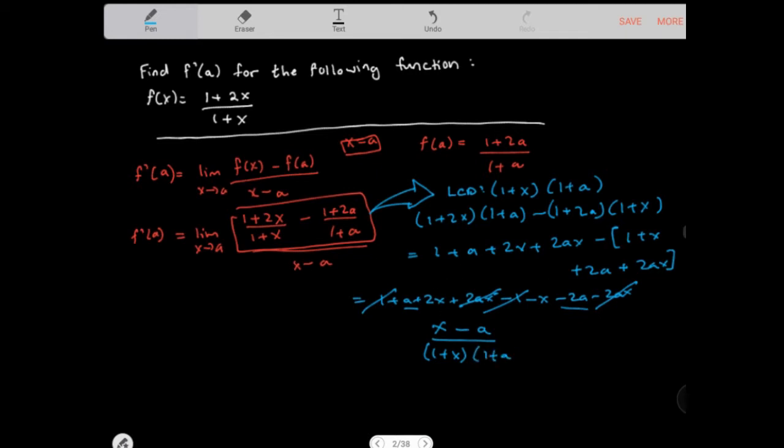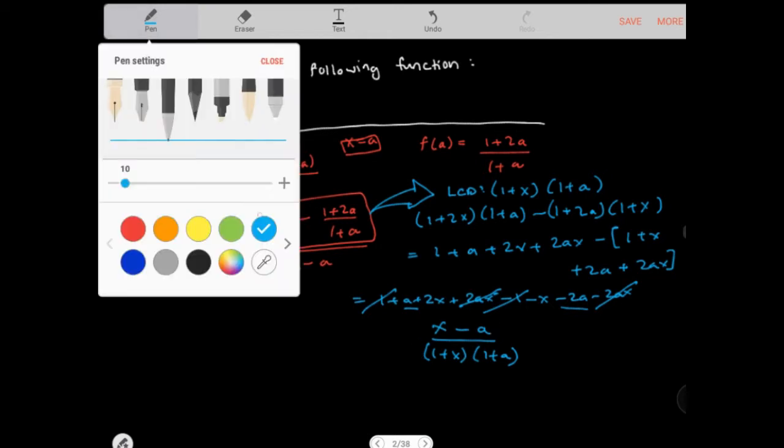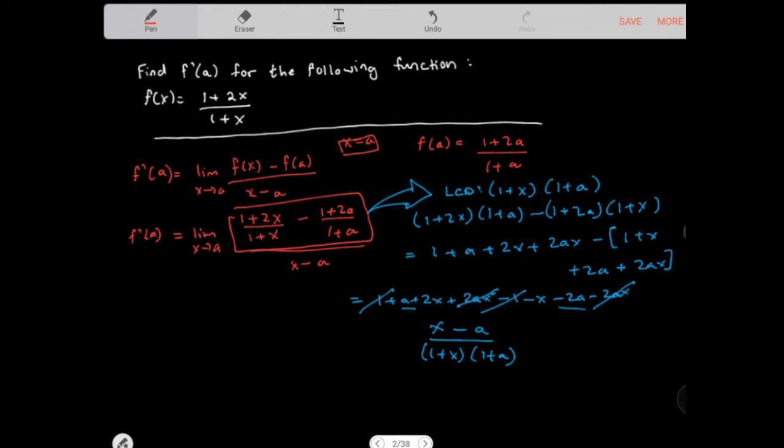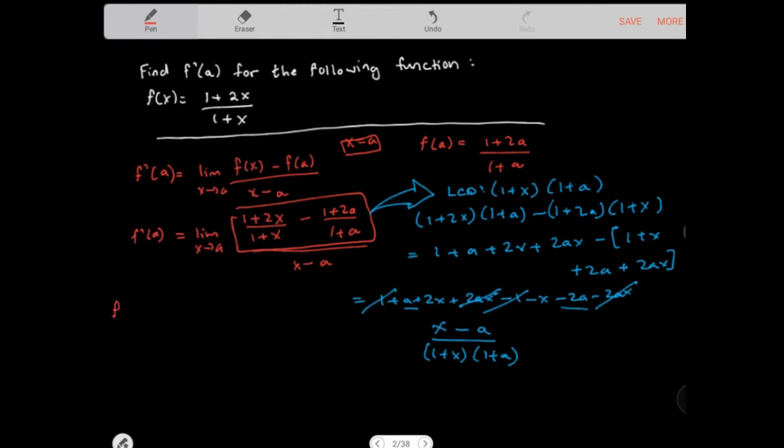Okay, so now what we're going to do here is plug this back into the limit. We're basically going to get something like this: f prime of a is equal to the limit as x approaches a of (x minus a) over ((1 plus x)(1 plus a)), all over x minus a. Okay, now we still have this x minus a on the denominator. We need to get rid of that.